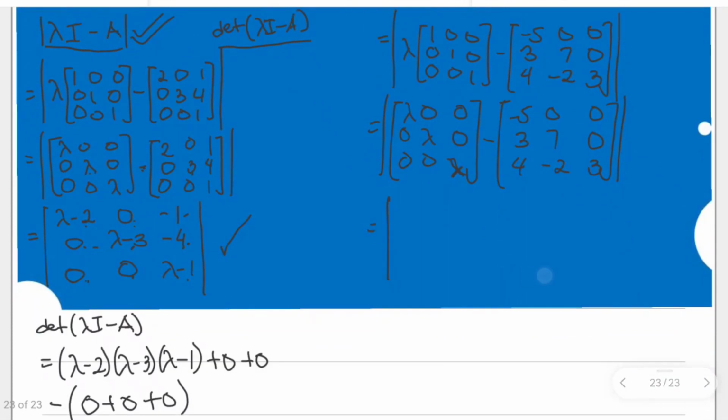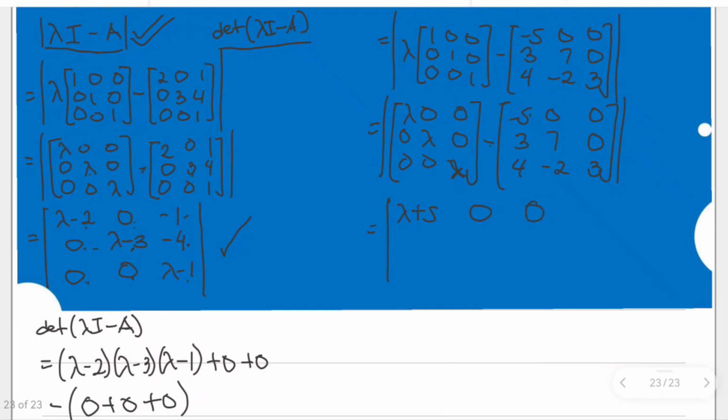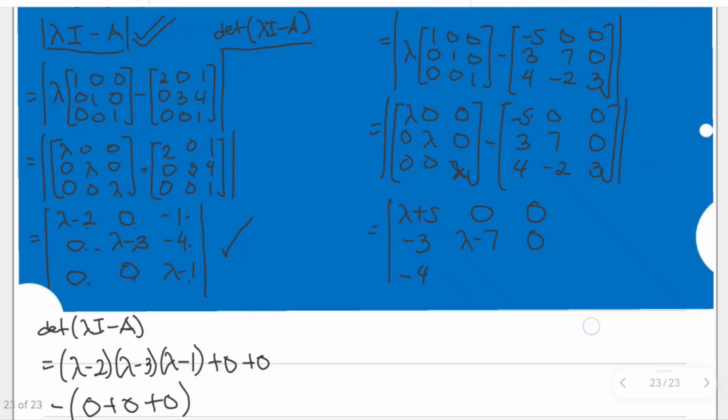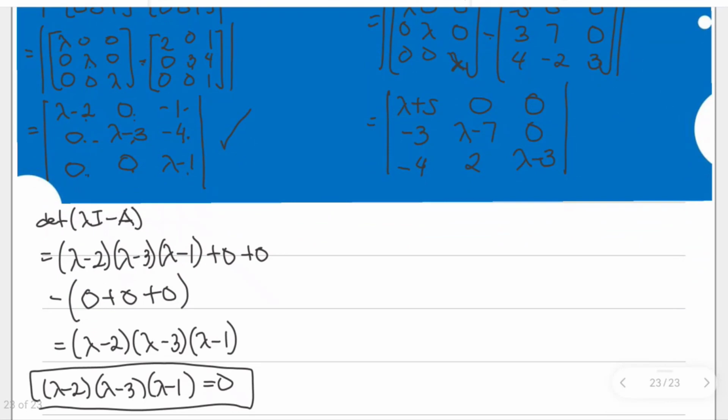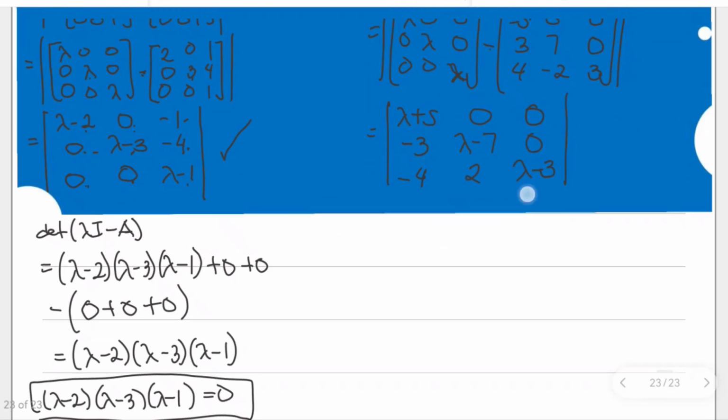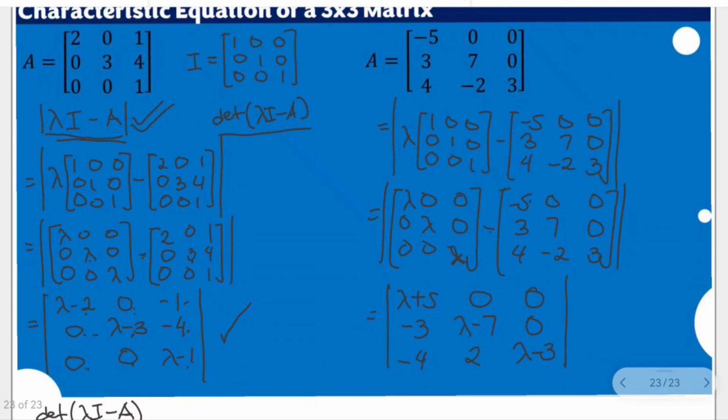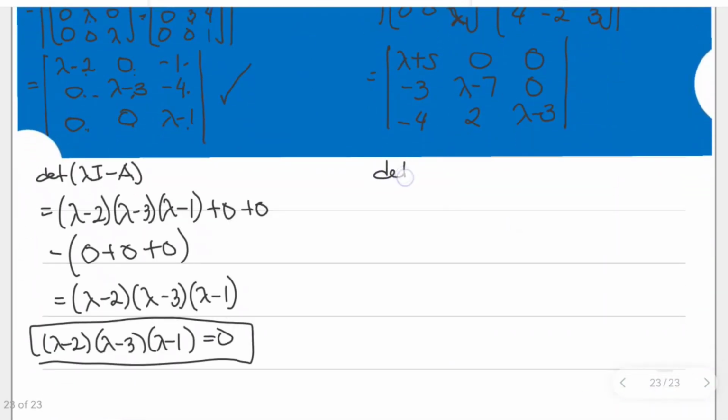You will have lambda minus negative 5, so lambda plus 5. Again, minus negative 5. So 0 minus 0, 0 minus 0. 0 minus 3 is negative 3. Lambda minus 7 here. Then 0 minus 0 is also 0. And then 0 minus 4, negative 4. 0 minus negative 2 is positive 2. And then lambda minus 3. This is now our matrix for this expression here, and let's solve for the determinant.